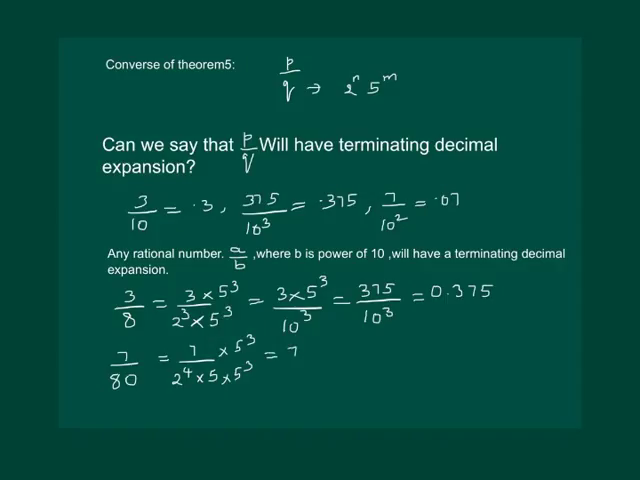This gives us 7 into 5 cube whole by 2 power 4 into 5 power 4, which is equal to 875 by 10 power 4, and we get a terminating decimal 0.0875.